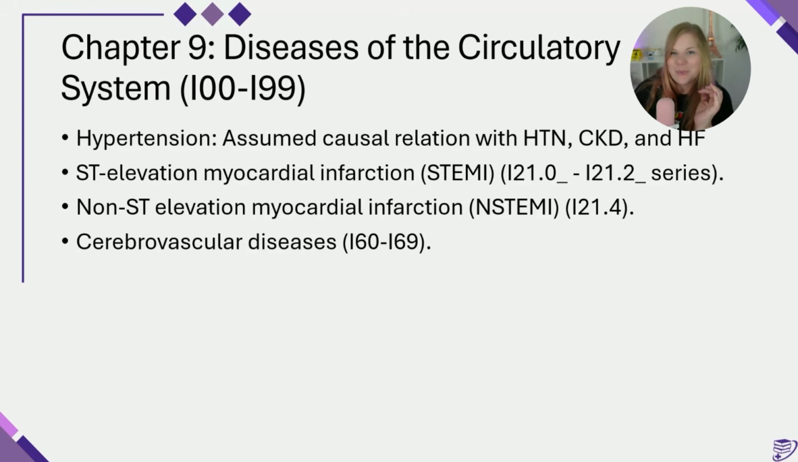Chapter 9 is all about diseases of the circulatory system. One of the most important concepts here is your hypertension coding. I10, probably the first code that most people memorize, right? Because the code set's called ICD-10, and you learn that I10 is hypertension, and you go, haha, learning ICD-10-CM and learning medical coding will give you hypertension, right?